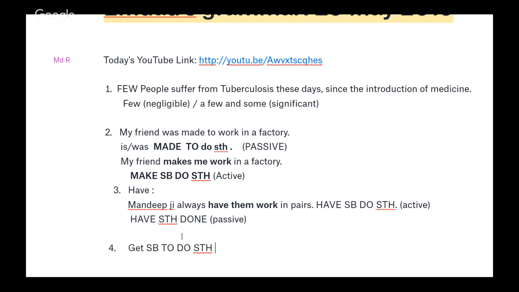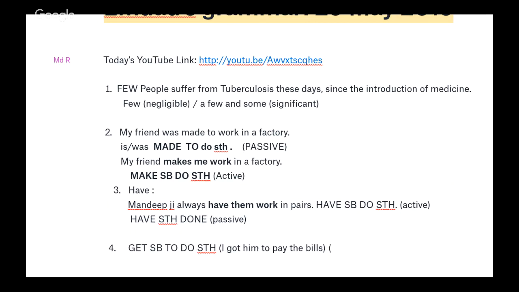Now, do you see the difference here with this one? When I used make somebody, instead of get I used make somebody. If I replace this with make, can I use make somebody to do something? I can't. It has to be make somebody do something. But when I use get here, you will use to in the active voice. I got him to pay the bills. Active voice. I got him to pay the bills.